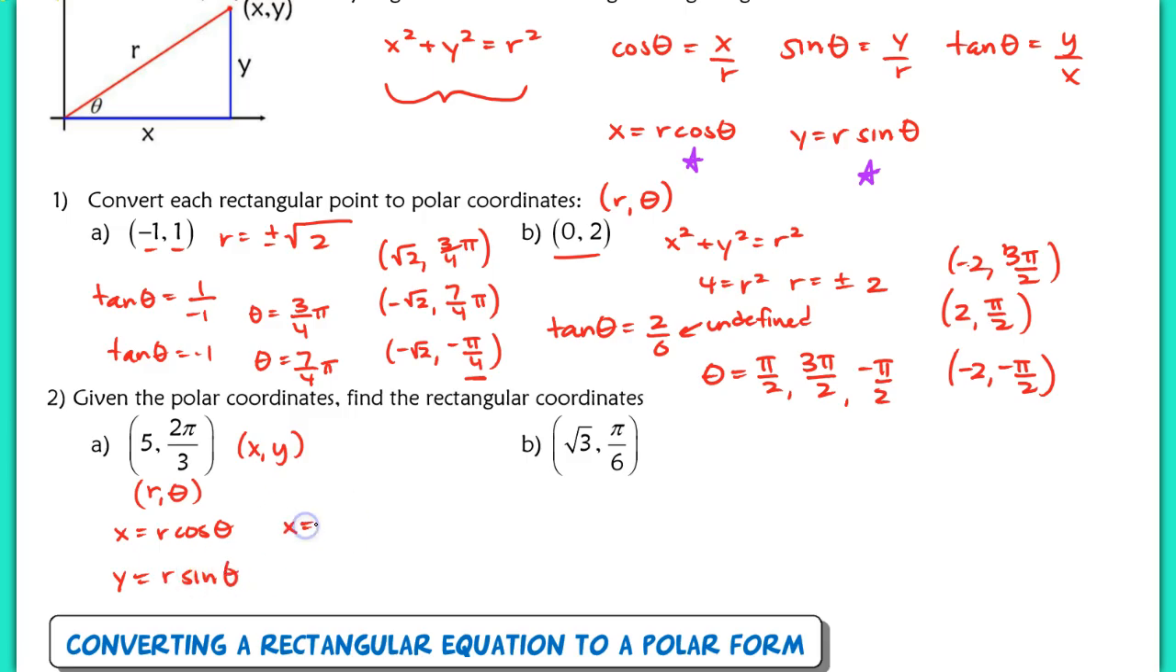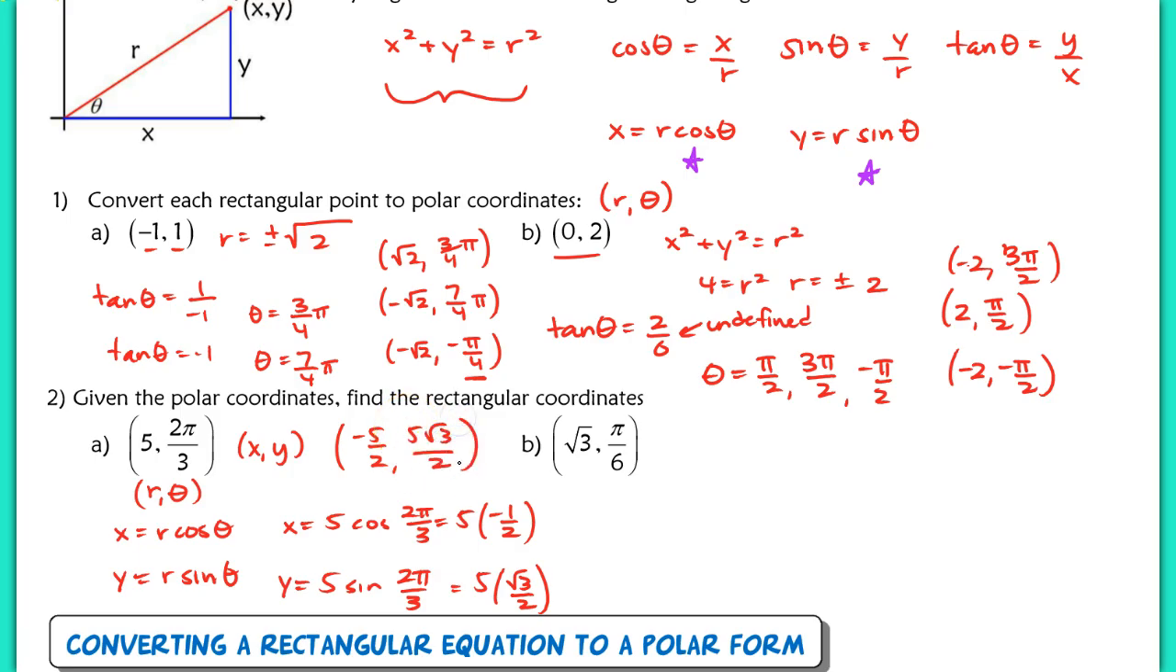So to find x, I'm going to take 5 times the cosine of 2 pi over 3. And to find y, I'll take 5 times the sine of 2 pi over 3. So I have to evaluate here. So I have 5 times the cosine of 2 pi over 3 is going to be negative 1/2. And I have 5 times the sine of 2 pi over 3, which is going to be positive root 3 over 2. So 5 times root 3 over 2. This gives me the unique coordinate. The x value is negative 5/2. And the y value is 5 root 3 over 2.